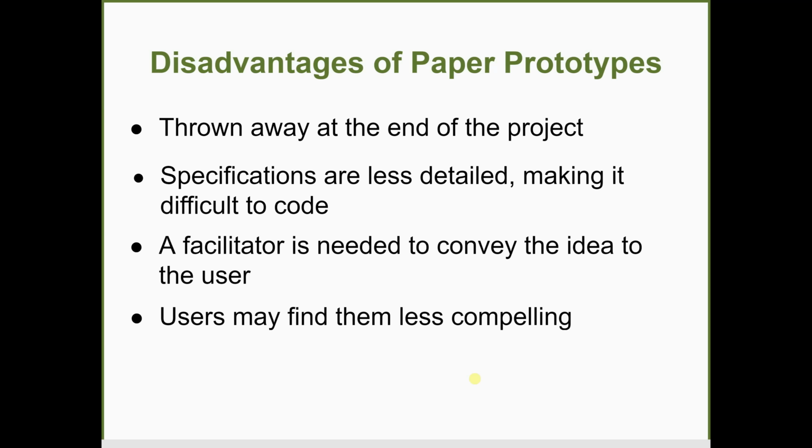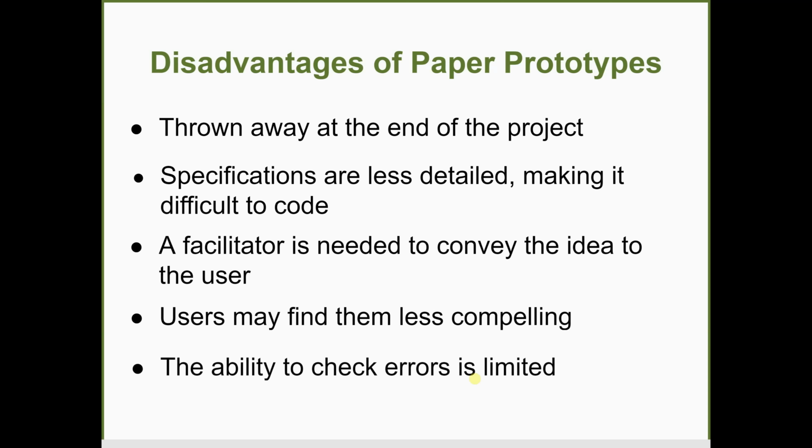It is also possible that paper prototypes will be less compelling for users. Designers should engage their users with paper prototypes by eliciting their feedback and giving them the opportunity to co-design. This can help users understand the purpose of paper prototyping better. Lastly, the ability to check errors is limited with paper prototyping. This is okay because it is better to focus on testing concepts with paper prototypes as opposed to very fine-grained interactions.